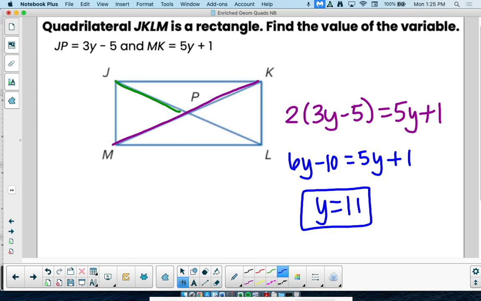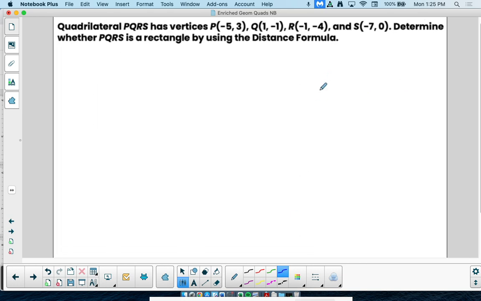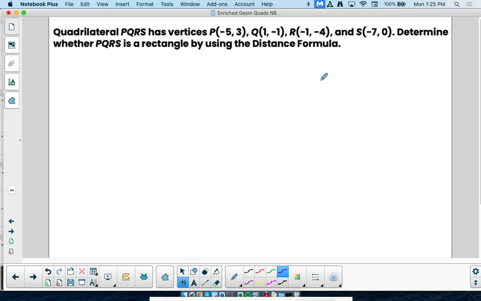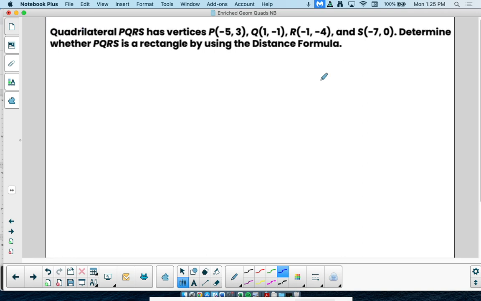All right, last one in the coordinate plane. How are we going to show that a quadrilateral is a rectangle using the distance formula? Diagonals would be equal. You just have to do it twice because diagonals being congruent proves that it's a rectangle. So what are our 2 diagonals here? PR. This half the room, please do PR. This half the room do QS. Alright, let's go, guys. And we'll compare.